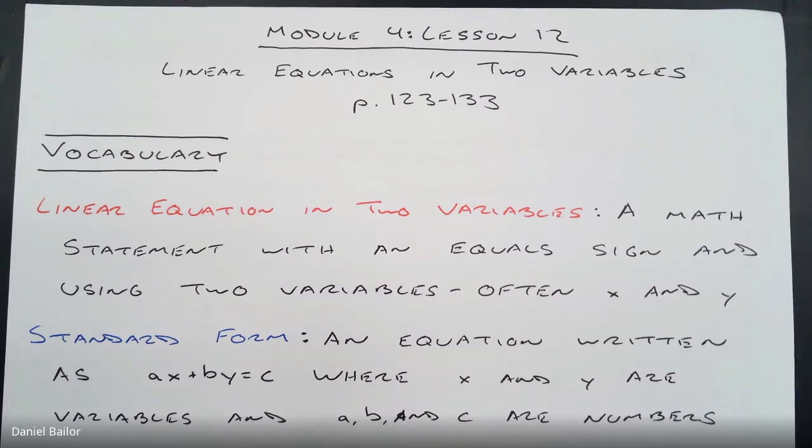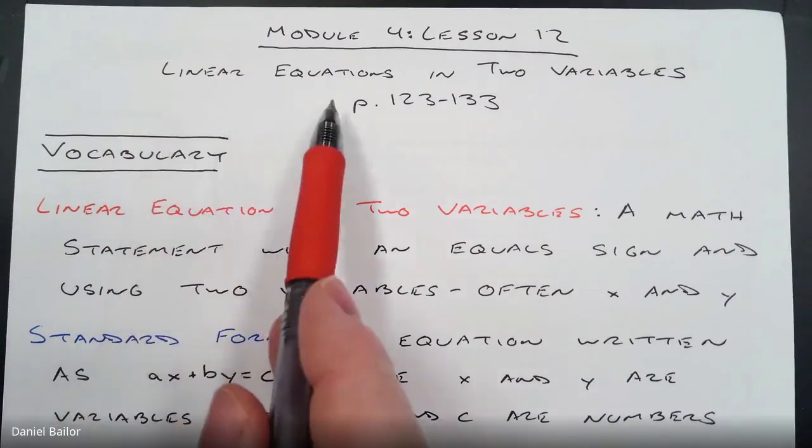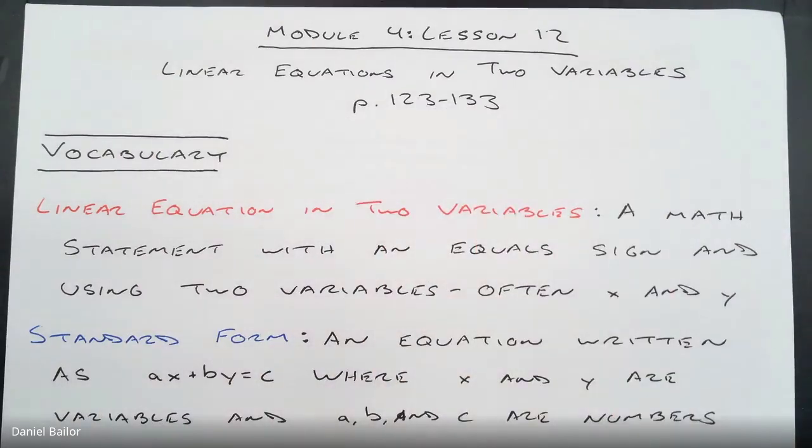Here we are still in Module 4 working on Lesson 12 today. Lesson 12 is called Linear Equations in Two Variables. And it is really strongly connected to Lessons 10 and 11, where we wrote linear equations, we solved linear equations, we put them in a table, and we graphed them. We're doing much the same thing today.